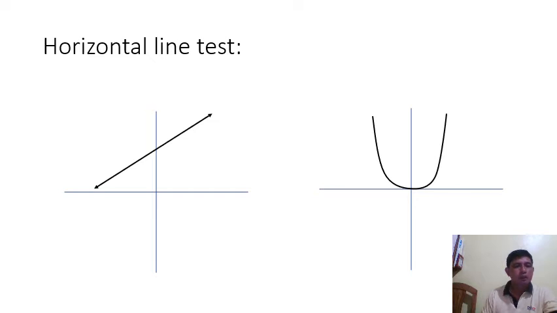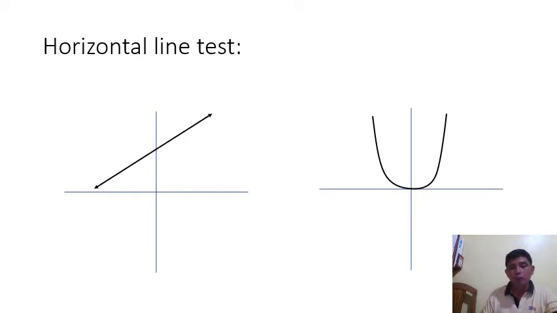Okay, so before we proceed, let us talk about the horizontal line test. This test is used to determine if a graph of a function is a one-to-one function.